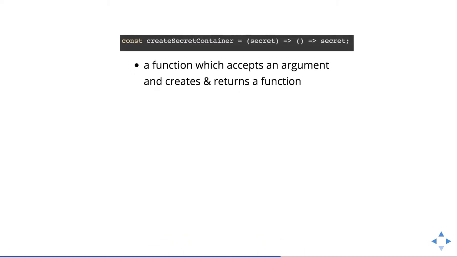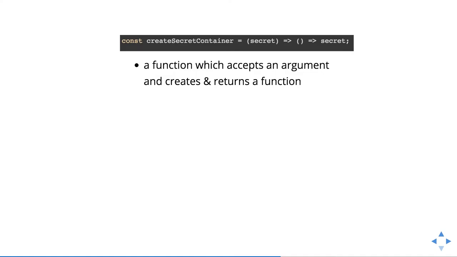Okay? So let's take a look at what's happening here. Here we're creating a function called createSecretContainer. It accepts an argument called secret. It creates a new function. And it returns that new function. And if you look at the body of that new function, what is it referencing? Which is defined where?